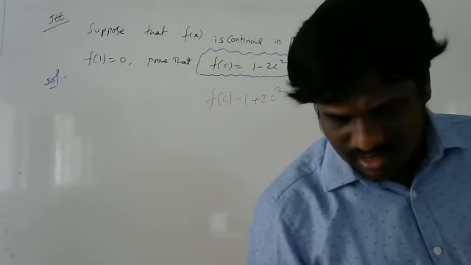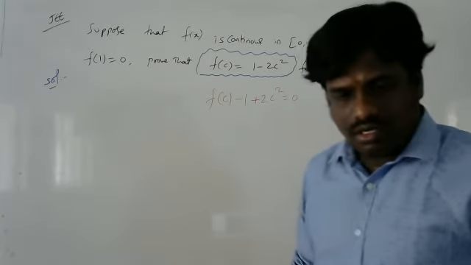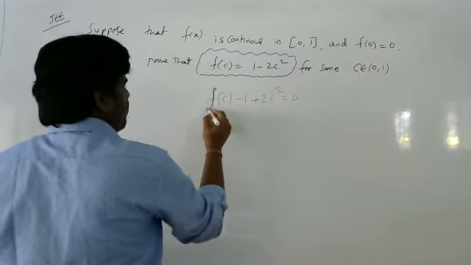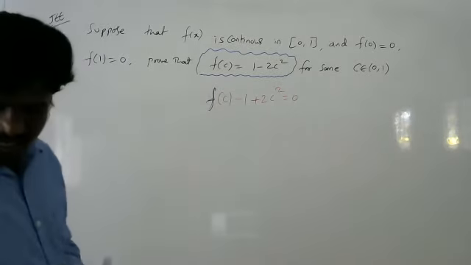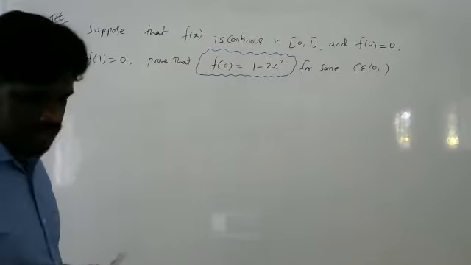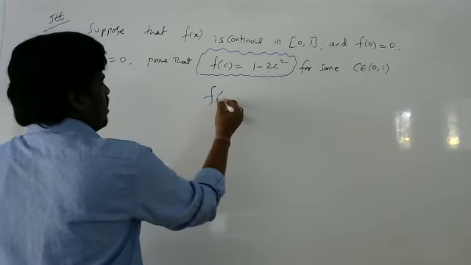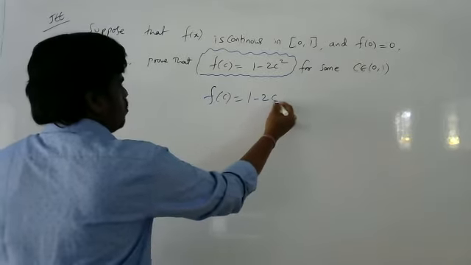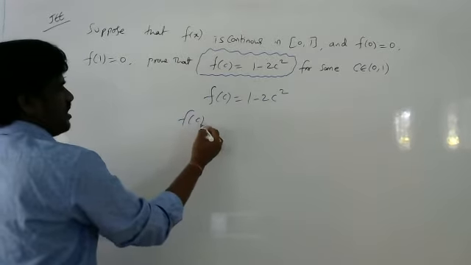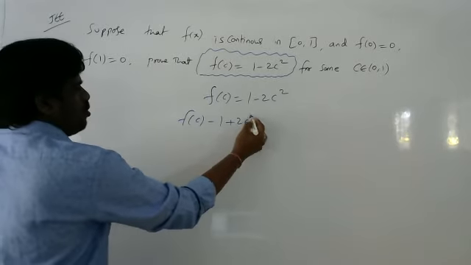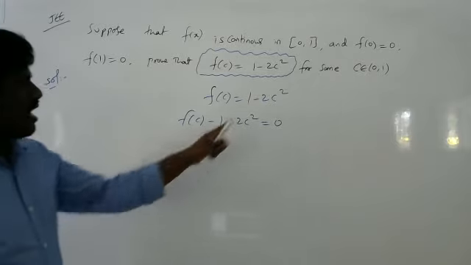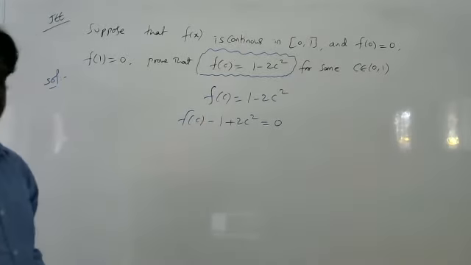After writing this, it is not visible. Okay, I think red color is not visible. It's a pink color. So here f of c is equal to 1 minus 2c square. I'll send everything this side. I get f of c minus 1 plus 2c square is equal to 0. Did you understand this? I have sent the 1 this side and the 2c square this side.